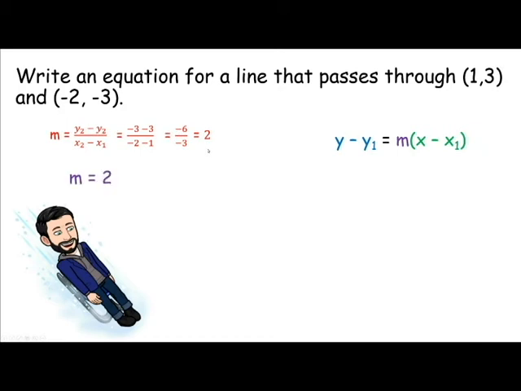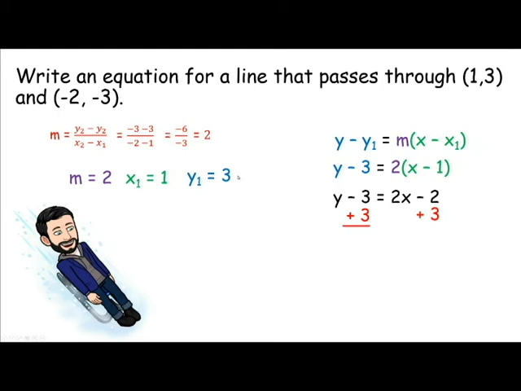Now that I have my slope, all I need is one example of an x and a y. It does not matter which of these 2 I pick. I can pick either one. I tend to pick the one that does not have negative signs, so I'm going to use 1 and 3. At this point, it's just like the examples on the previous slide. All I have to do is rearrange it to slope-intercept form.